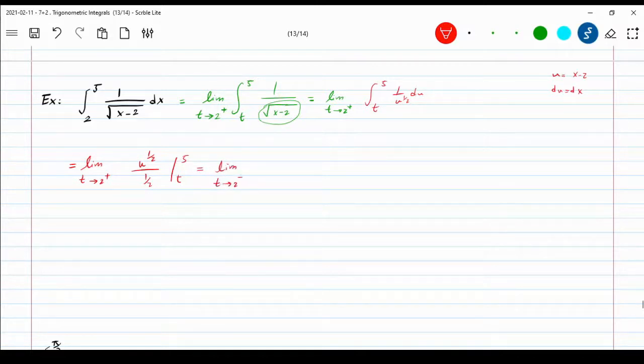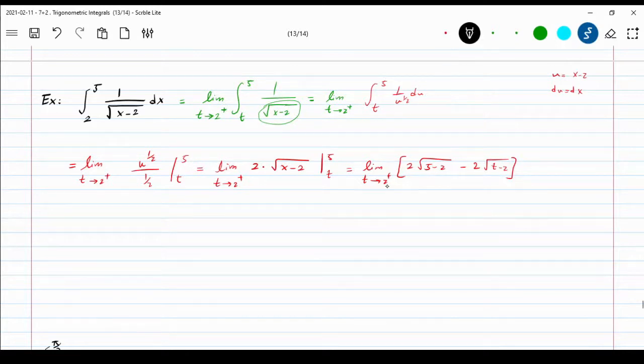T approaching 2 from the right-hand side. You can update the boundaries instead of 5 and t, but again, since you have a limit involved, you have to be careful that you update this limit as well. So I avoid doing that. I'm going to keep the boundaries and go back and write in terms of x. u to the power 1/2 divided by 1/2 is the same as 2 u to the power 1/2, which is 2 square root of x minus 2. And now I evaluate from t to 5. So this is limit t approaching 2 from the right-hand side of 2 square root of, if you replace 5, you get 5 minus 2, minus, if you replace t, 2 square root of t minus 2.